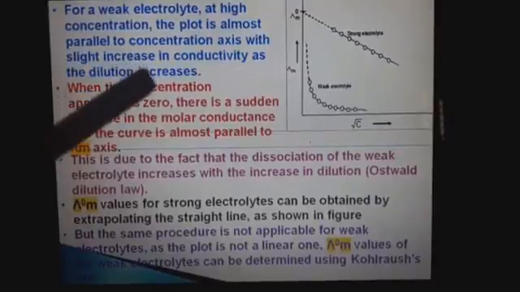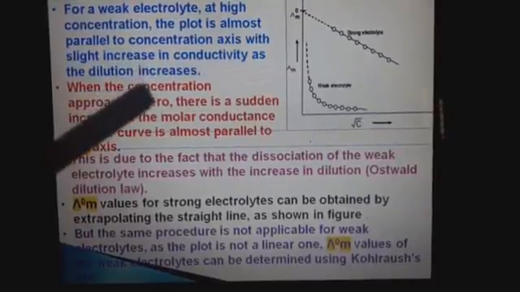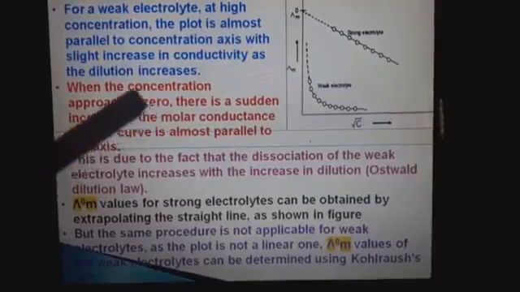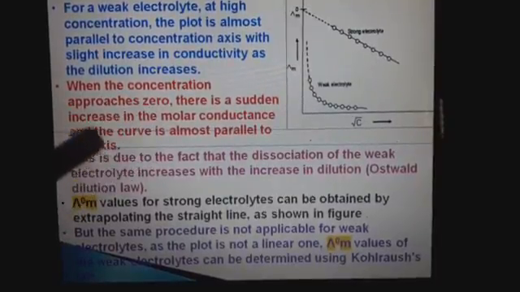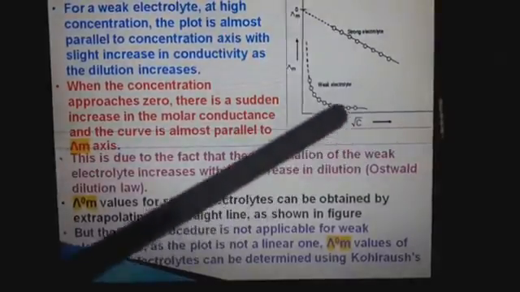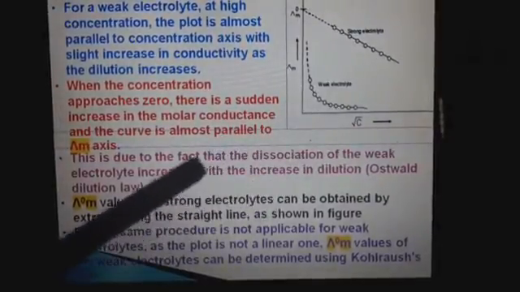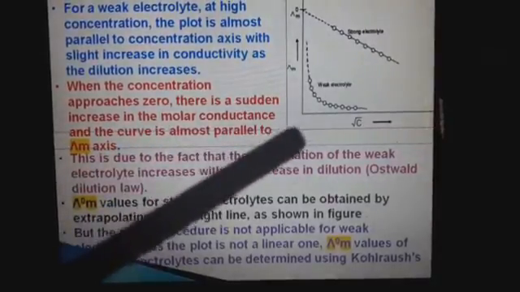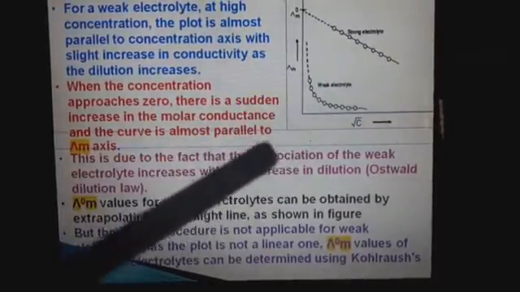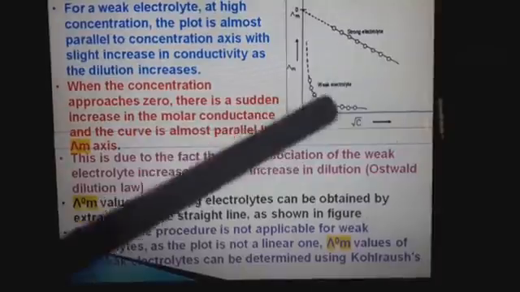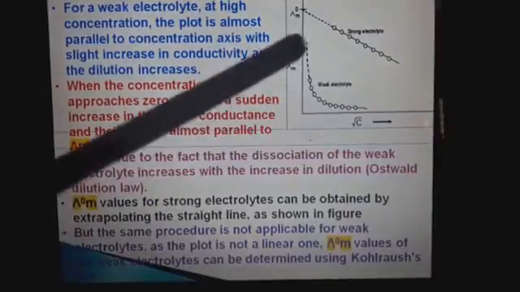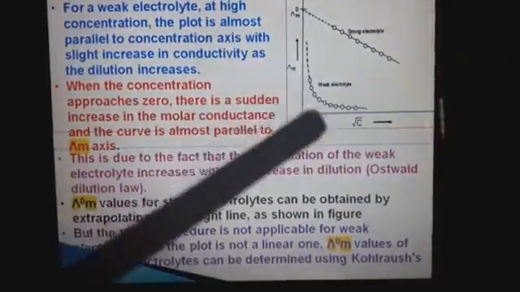We already said the topic, the conclusion from the graph, Kohlrausch's graph. Next, when the concentration approaches zero, there is a sudden increase in the molar conductance. The curve is almost parallel to the axis. When the concentration is zero, there is a sudden increase in the lambda m value. So this is the graph.